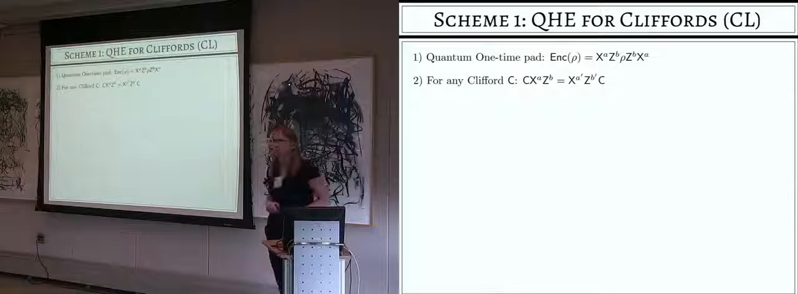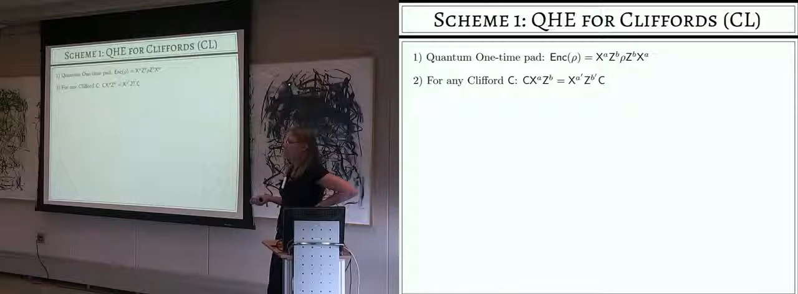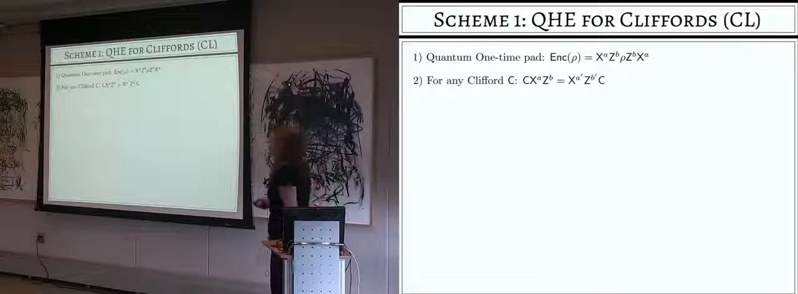The second ingredient that we'll use is this property that defines Clifford. A Clifford is some kind of circuit that when it conjugates a Pauli, you get another Pauli. Another way of saying that is: for any Clifford C and any Pauli X to the A, Z to the B, there exists some other Pauli, X to the A prime, Z to the B prime, such that this equality holds. So that's what it means for C to be a Clifford. This is actually only true up to a phase, but we don't care about the global phase.